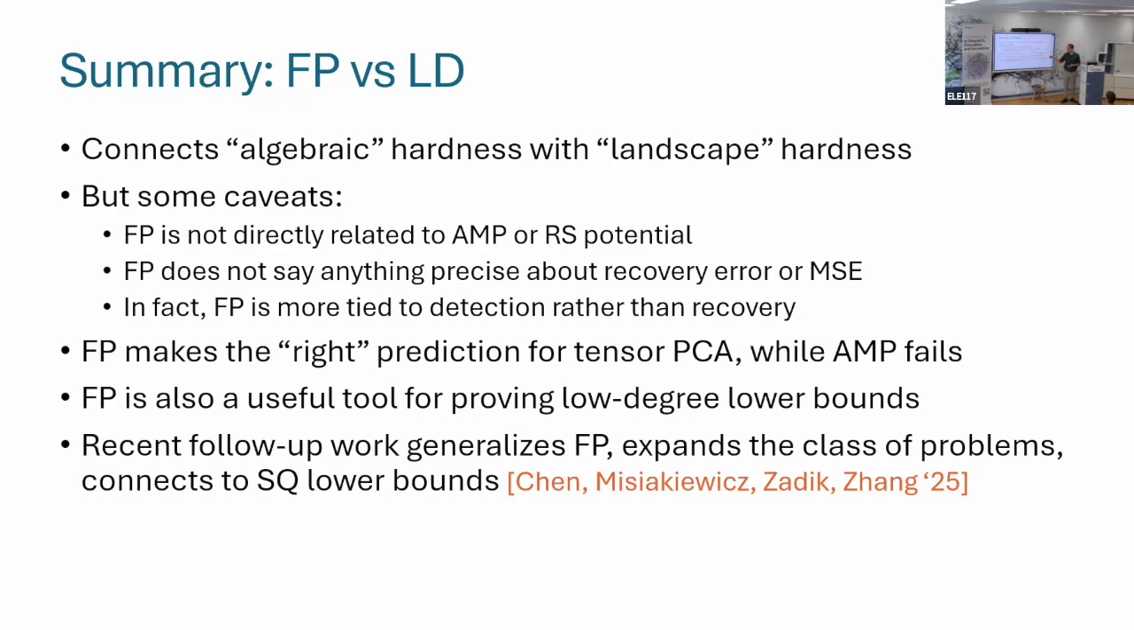And then very recently, there's actually been a new paper that generalizes a lot of this stuff. They define a more general version of this Franz-Parisi. They expanded the class of problems where these kinds of equivalences are known, and they also connect it more directly to statistical query lower bounds as well.